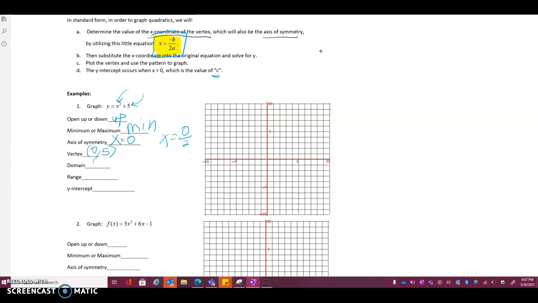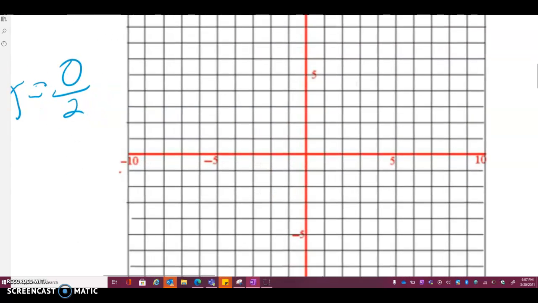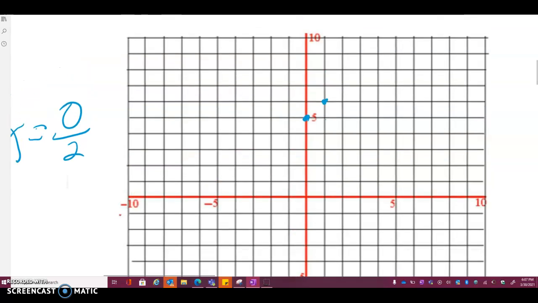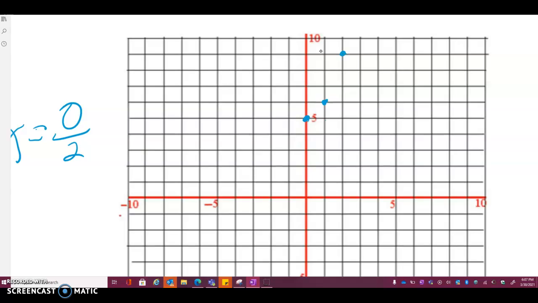My domain, we know, is always negative infinity to infinity. My range we'll work on here in a minute. Let's go ahead and graph this. So you're going to remember my vertex is at 0, 5. My a value is 1, so before break we talked about how we could do over 1, up 1, over 1, up 3, and over 1, up 5. That works when a is 1. So here is my parabola.